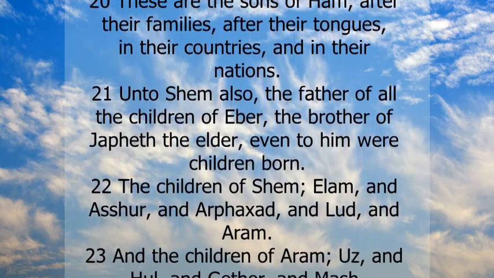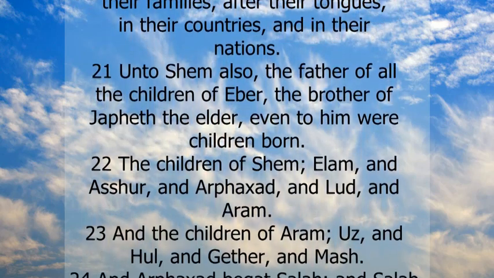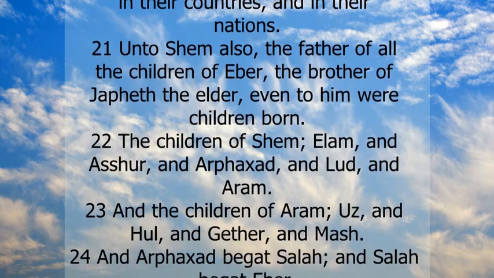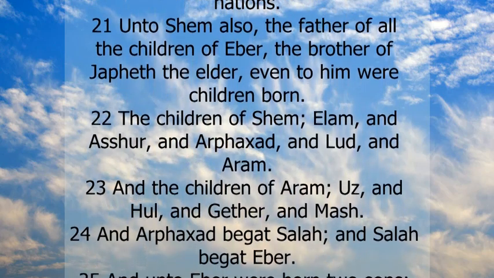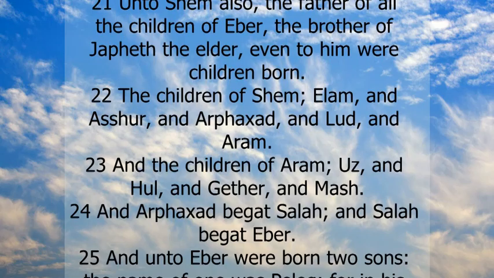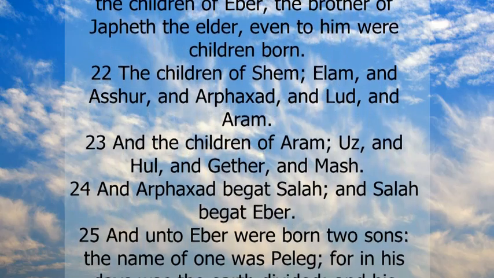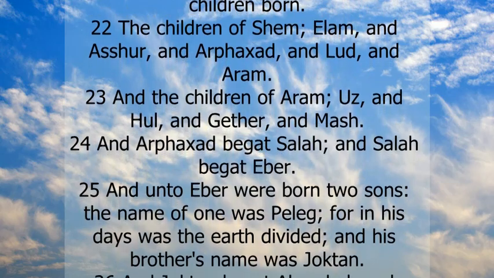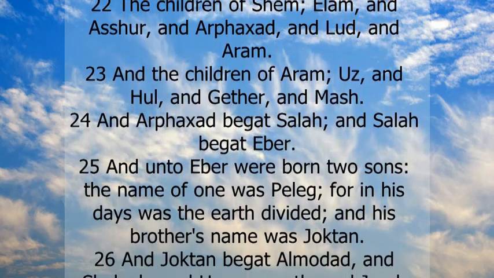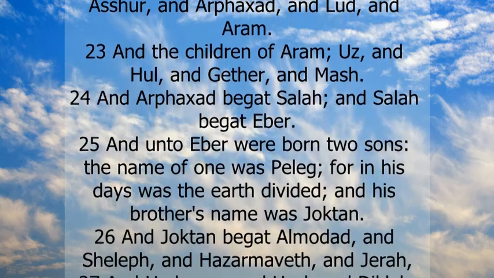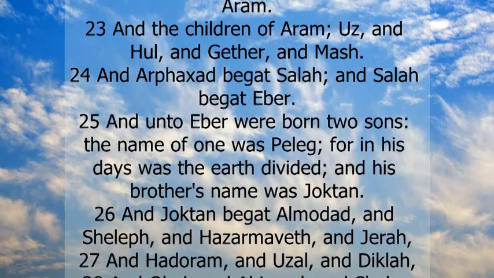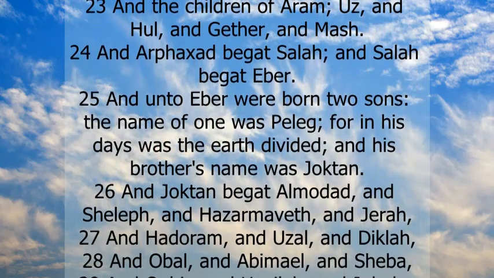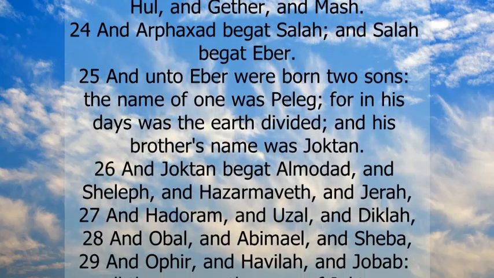were children born. The children of Shem, Elam, and Asshur, and Arphaxad, and Lud, and Aram. And the children of Aram, Uz, and Hul, and Gether, and Mash. And Arphaxad begat Salah, and Salah begat Eber. And unto Eber were born two sons, the name of one was Peleg, for in his days was the earth divided, and his brother's name was Joktan.